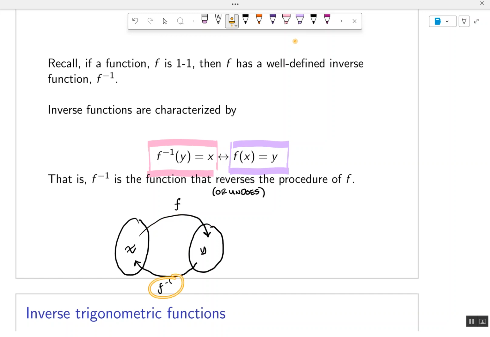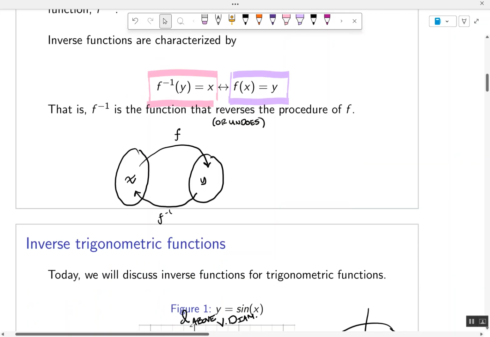The inverse function, which is called f inverse, takes in y and outputs x. So we have this relationship here. f of x equals y. That's the same thing as saying f inverse of y equals x. The inputs and outputs switch.